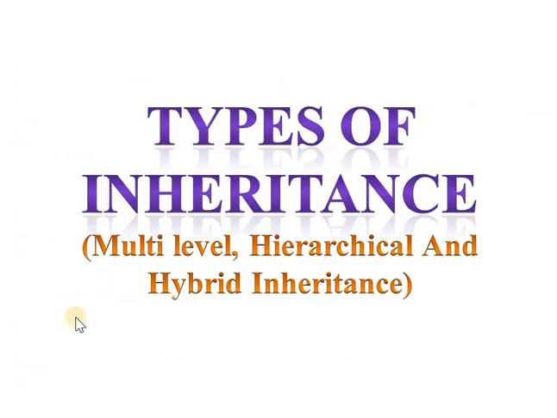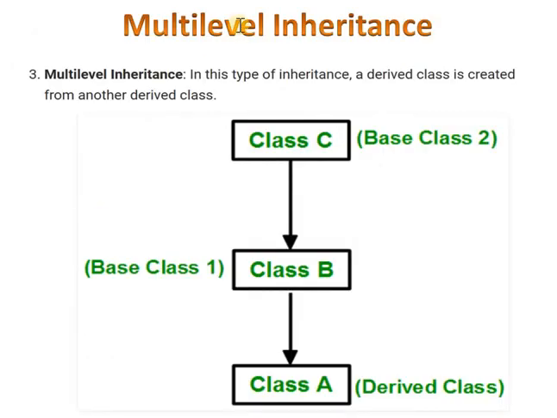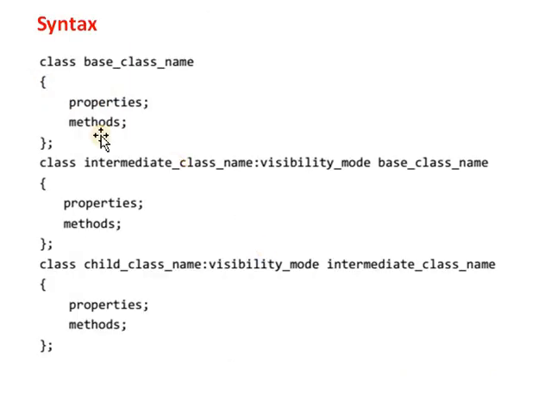The next one is multi-level inheritance. In this type of inheritance, multiple levels exist. One derived class is derived from another derived class. How do we define that type of inheritance? First, we write a class definition for the base class along with its properties and methods. Then after that, we write a class definition for the intermediate derived class.